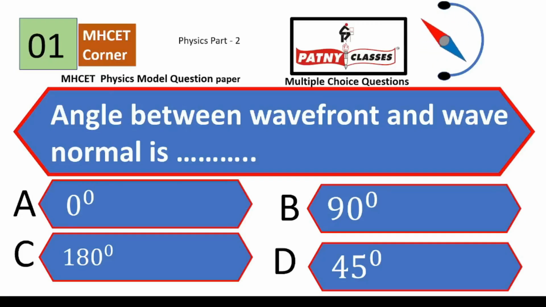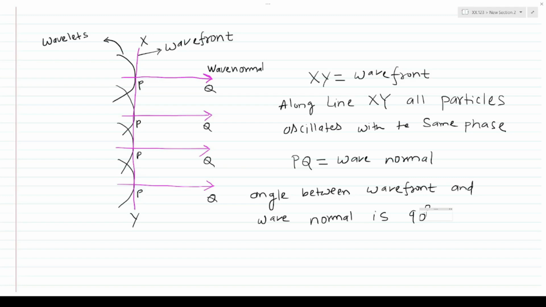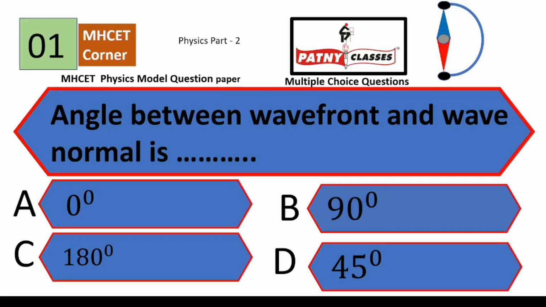Question number 1. Angle between wavefront and wave normal is: 0 degrees, 90 degrees, 180 degrees, or 45 degrees. Along line XY, which is the wavefront, all particles along the line XY oscillate with the same phase, and PQ is the wave normal. Angle between wavefront and wave normal is 90 degrees. Therefore, option B is correct.